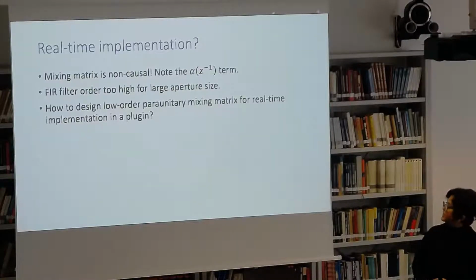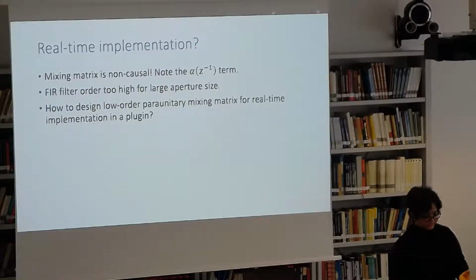So coming to real-time implementation, there are two problems. First of all, it's non-causal, which is the main problem. But secondly, you also have quite a large FIR filter if your aperture size is large. So it's maybe like 100 samples or so, which you can handle with real-time convolution, but still it's not ideal. So the next question I wanted to tackle was, how do I design a low-order para-unitary matrix so that I can implement it in real time in a plugin?